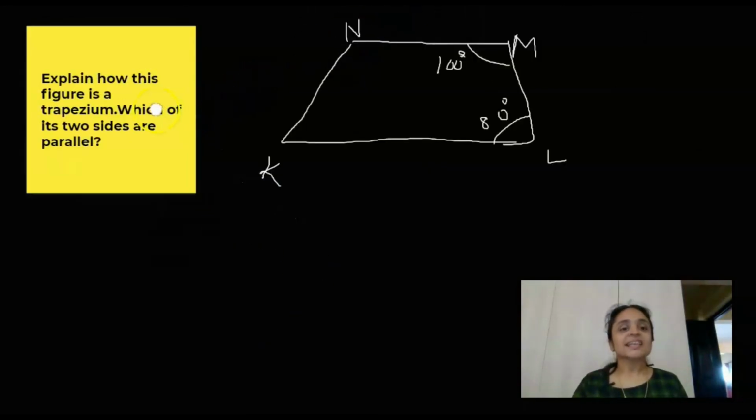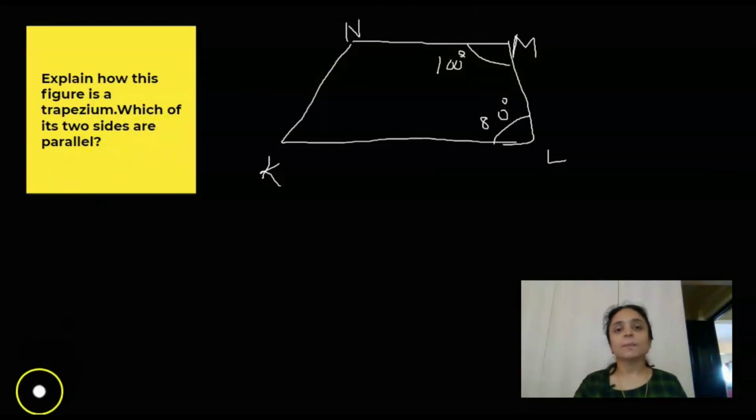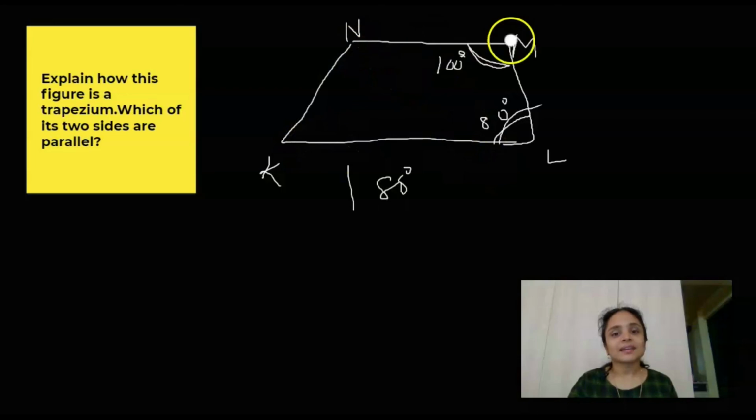Okay, next question is, explain how this figure is a trapezium. Which of its two sides are parallel? Here KL and NM, these two sides are parallel. KL and NM are parallel, and the sum of these angles is equal to 180 degrees. That is, they are interior opposite angles. Since the sum of interior opposite angles is equal to 180 degrees, this is a trapezium.